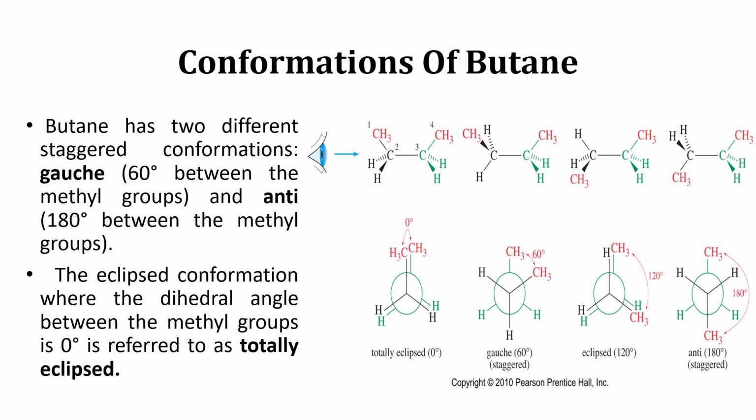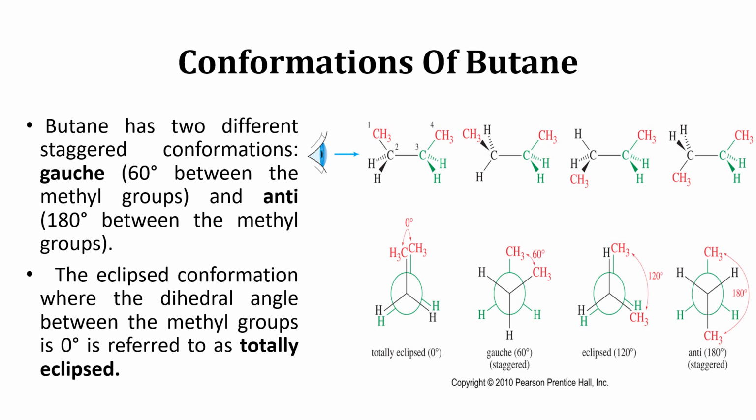To distinguish it from the other eclipsed conformations, such as the one at dihedral angle of 120 degrees. At the dihedral angle of 60 degrees, the butane molecule is staggered and the methyl groups are towards the left and right of each other. This 60-degree conformation is called gauche, a French word meaning left or awkward.